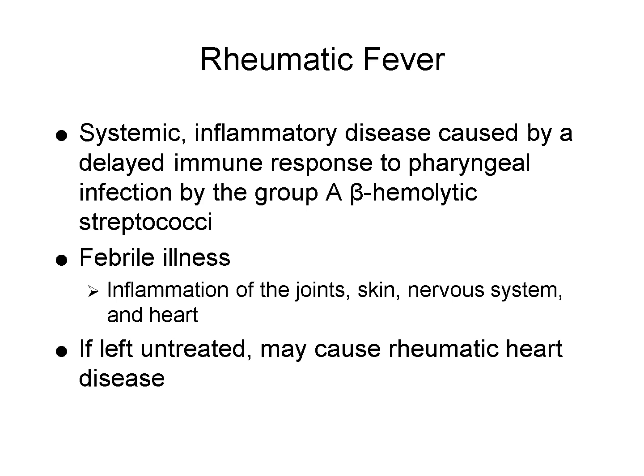Rheumatic fever is a systemic inflammatory disease caused by an abnormal immune response to a group beta hemolytic streptococcal infection. It can cause inflammation in the joints, skin, nervous system, and heart. If left untreated, rheumatic fever may lead to permanent heart damage, known as rheumatic heart disease. Early antibiotic treatment is crucial to prevent complications.